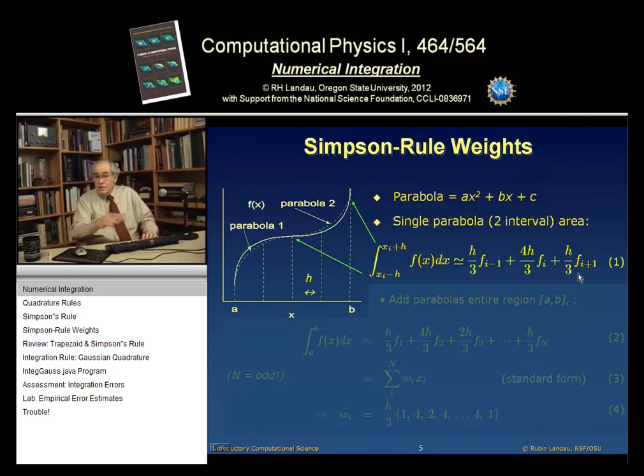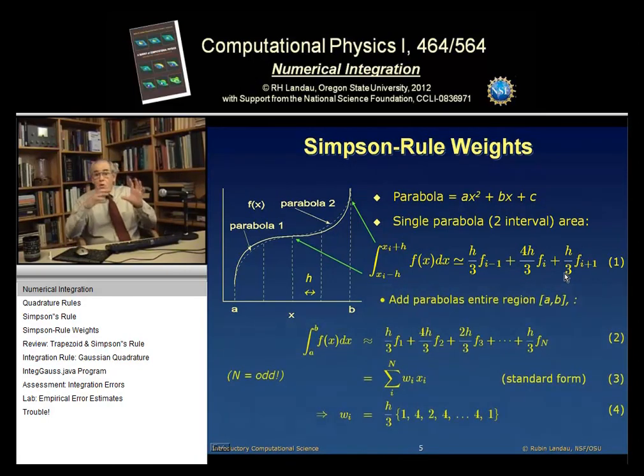So we fit a parabola to the function in that interval. That's the parabola, that's the area. So what if we add together now all the parabolas making up the interval from a to b? Well, it's just like the trapezoid rule, only it's a little more complicated because we add 2 intervals at a time to another 2 intervals.